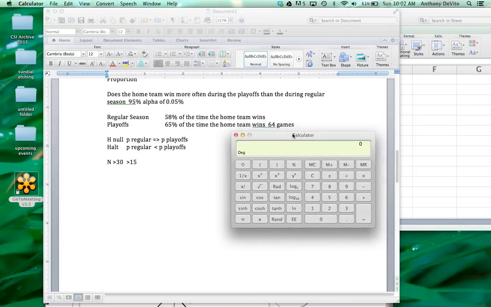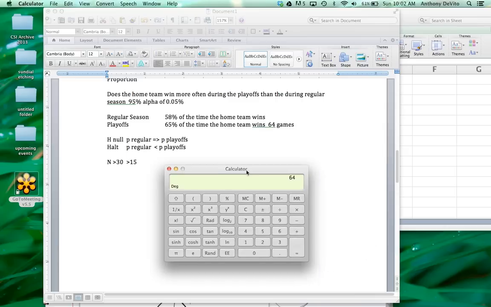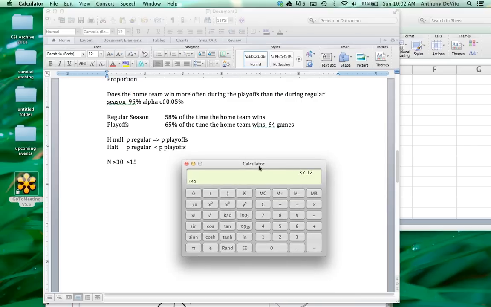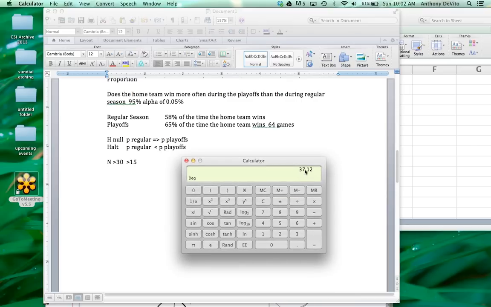Okay, so are both sides really greater than 15? So we got 64 games. 64 games times 0.58. Okay, that represents 37 games. That's fine. We're good there. Now out of the 64 games, that would leave 37, and that would mean that's 37 wins, and that's 23 losses. So we're good on both sides there.